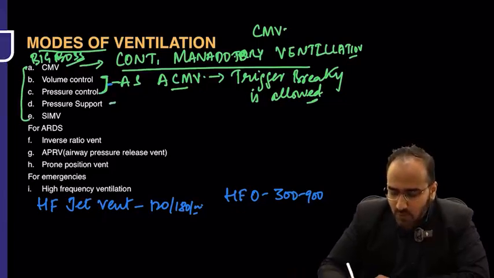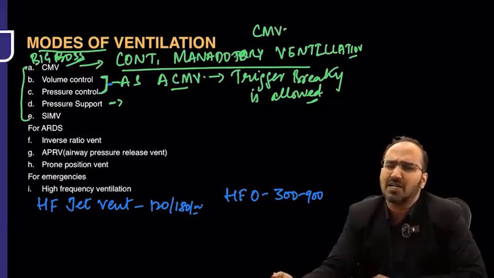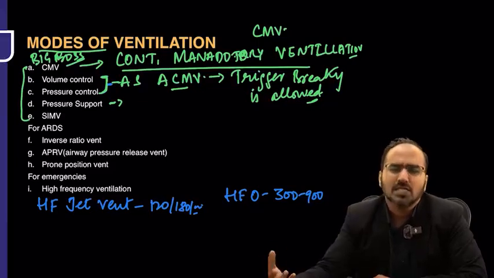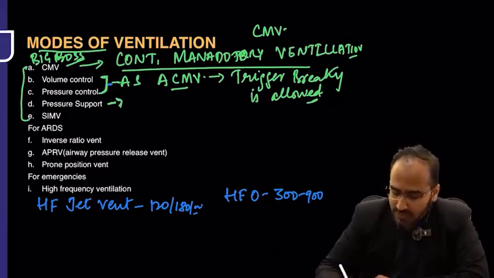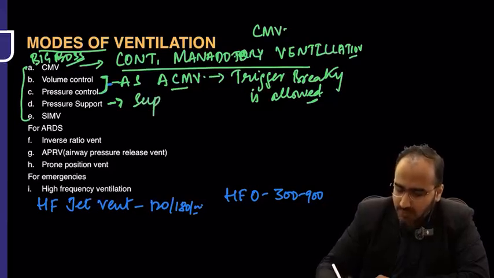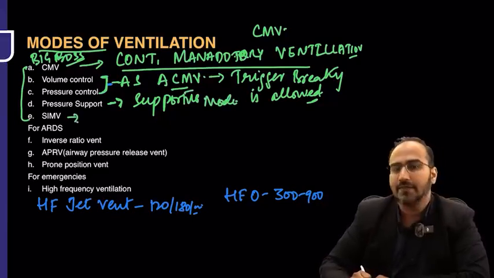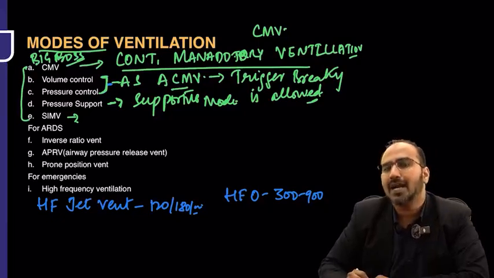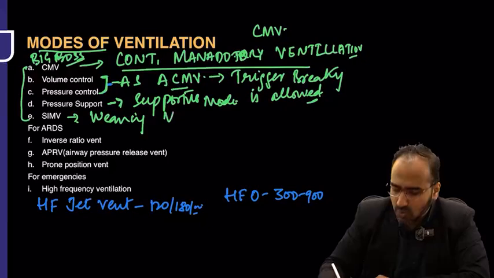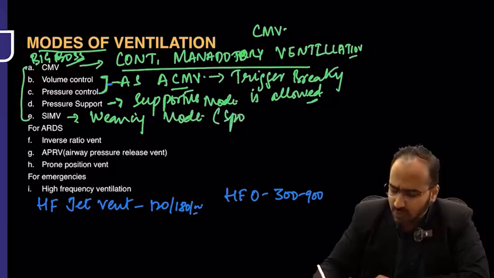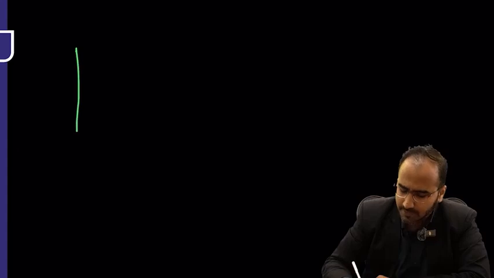Then there is pressure support mode. Pressure support mode means you feel that this patient requires less ventilator assistance, just some support. He is breathing, but he requires some support. That mode is pressure support. It is just a supportive mode of ventilator. Next is SIMV, synchronized intermittent mandatory ventilation. This is basically a weaning mode of ventilator, or a spontaneous mode of ventilator. Spontaneous mode of ventilator means what? Just look over here guys.